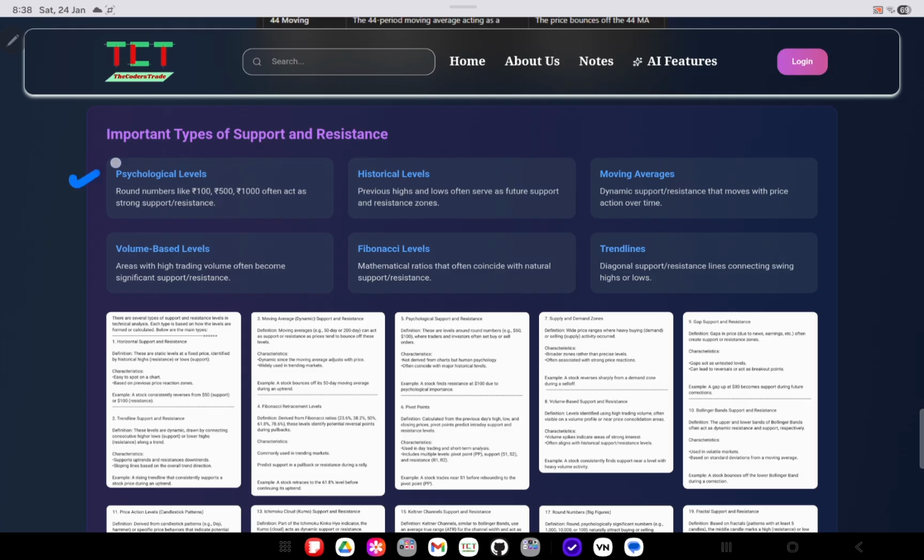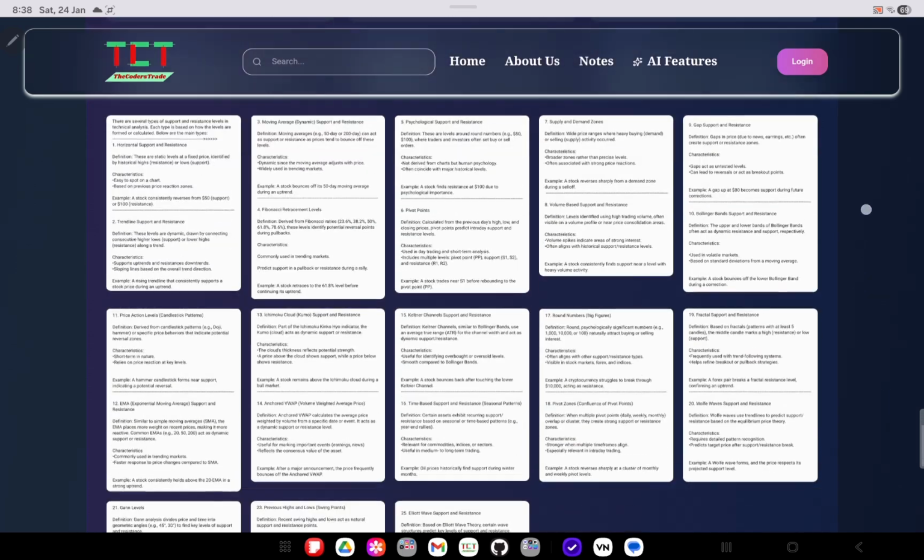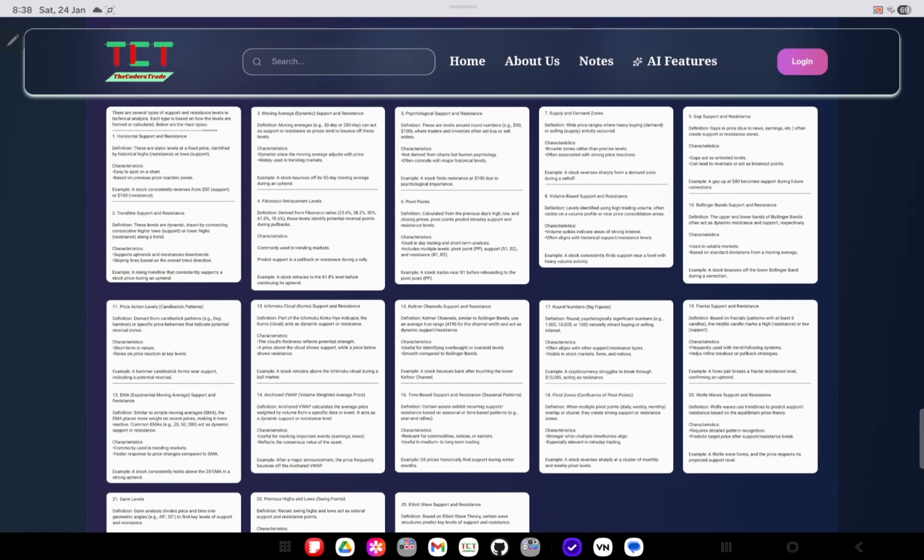Here are other important types which help you determine support and resistance levels. First one is psychological levels. Round figure amounts like 100,000, 500, etc. Next up is historical levels of the stock price, or volume-based levels, where high trading volume often comes, or Fibonacci levels, etc. And other than that, there are many more which you can see in my platform.